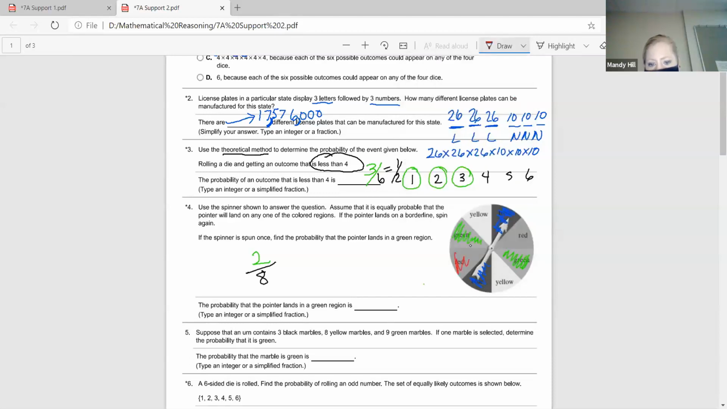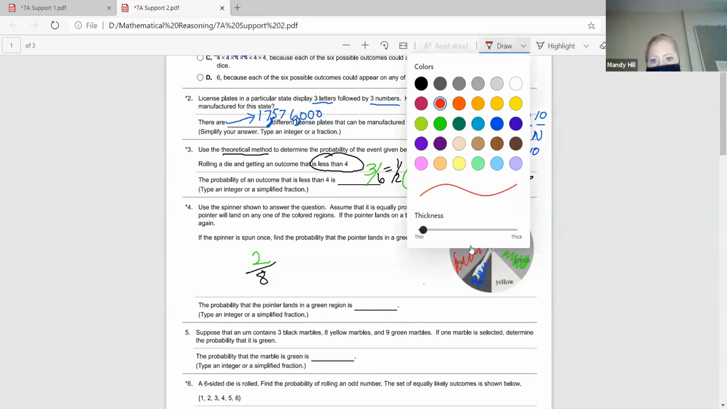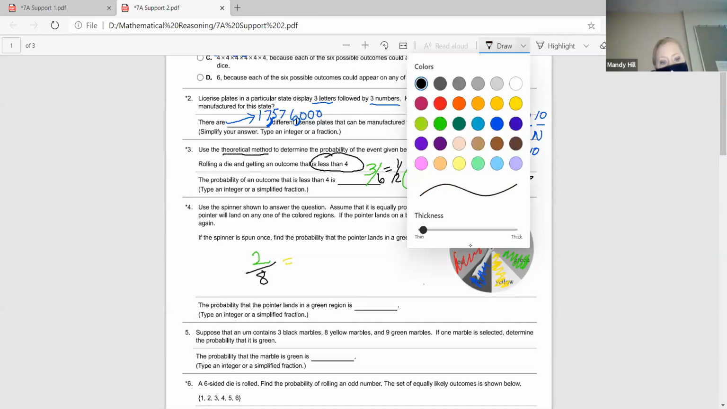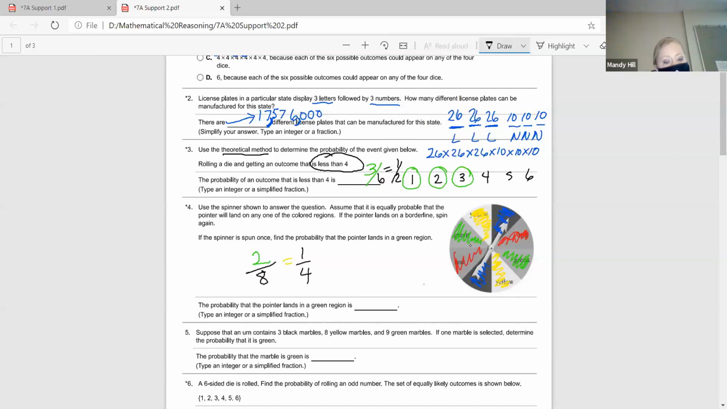We have red, and this one across from it's also red. And then we have yellow, yellow. Okay, so we only have 2 out of 8 that are green. If we reduce that fraction, because 2 can go into both of those things, it's going to be 1/4. All right, 2/8 is just 1/4.